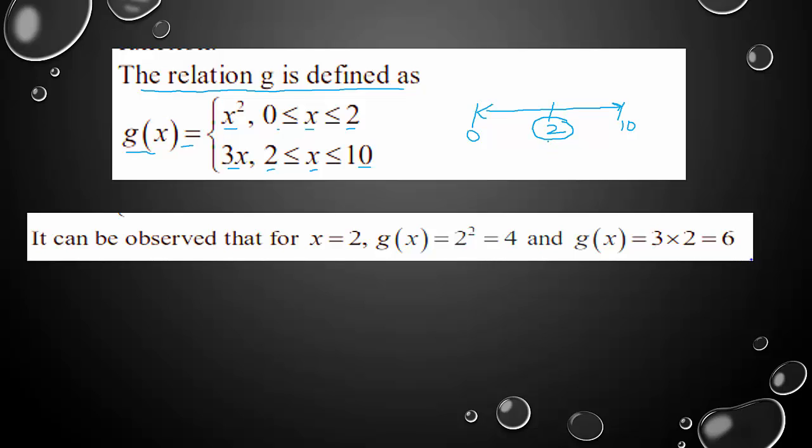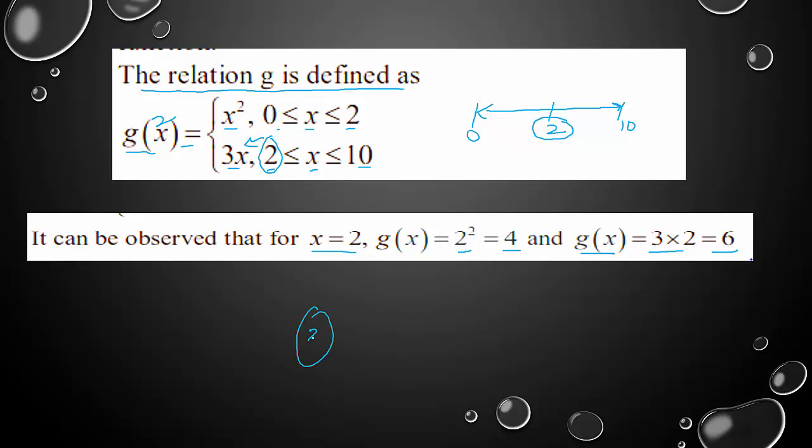At the point 2, what does this function give? If it gives a unique term, then it is a function. If it doesn't give a unique term, it is not a function. Clear? Okay. If I put x equal to 2, what happens? See here. If I put x equal to 2, x square, that means it is between 0 to 2. So x square will give you 2 square. So it will be 4. Therefore, for g of x, again at x equal to 2, you have to choose 3x for the second time. So it will be how much? 3 into 2 will be 6.